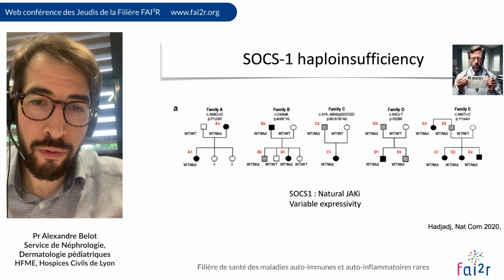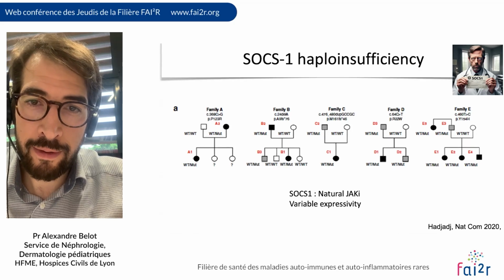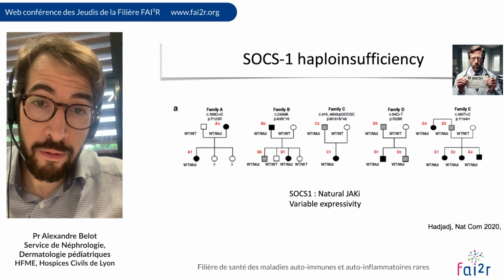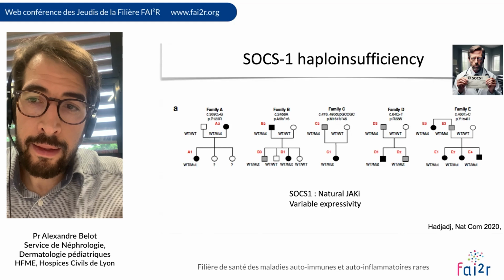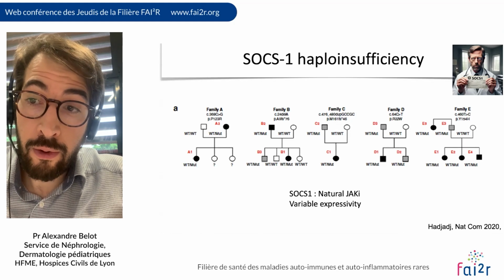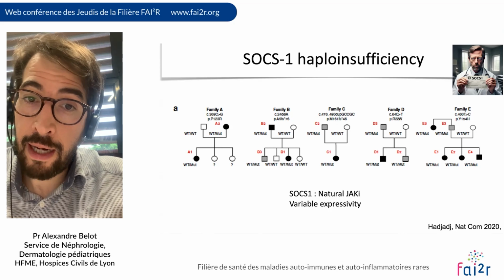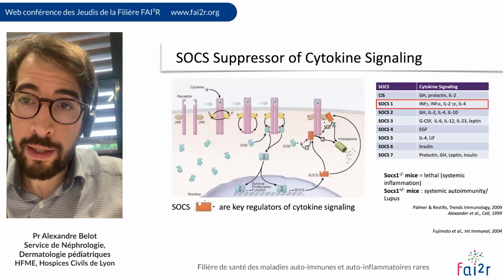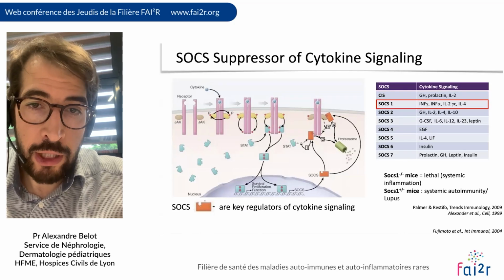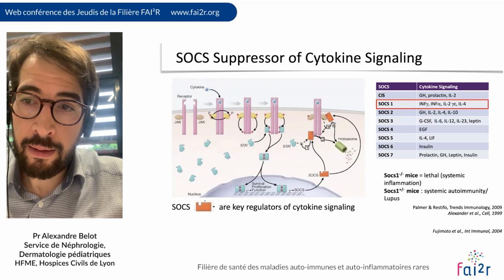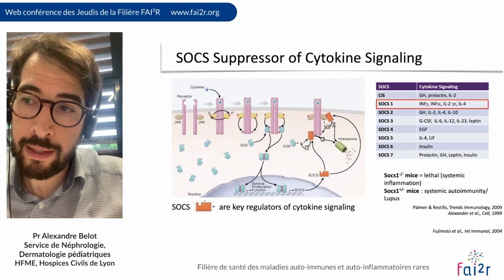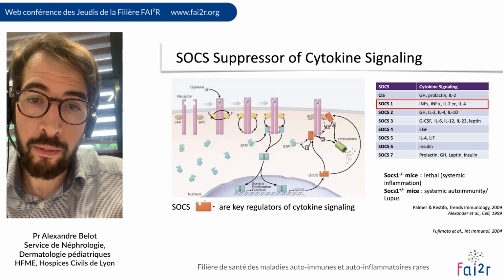So knocking at the door of our colleagues, Frédéric Rieux-Laucat in Paris and Stefan Hill in Germany, we identified a couple of additional families with Evans syndrome. And together we found that, yes, SOCS1 is our natural JAK inhibitor. There is a variable expressivity. Some patients carry the mutation with no symptoms. And as you may know, SOCS1 is the most potent JAK inhibitor we have in our cells. And in mice, the SOCS1 knockout is lethal with a systemic inflammation, and heterozygous mice develop also some phenotype looking like lupus.